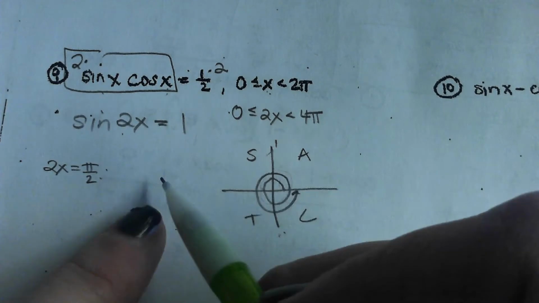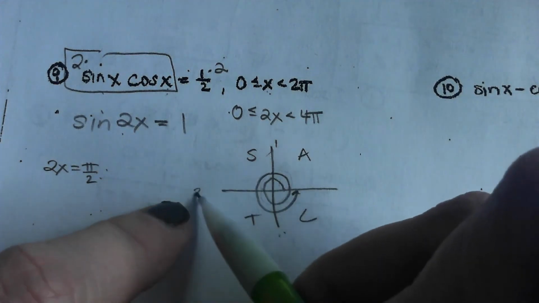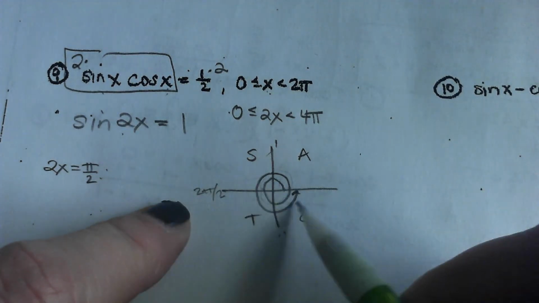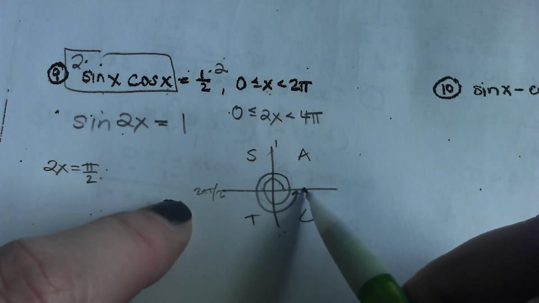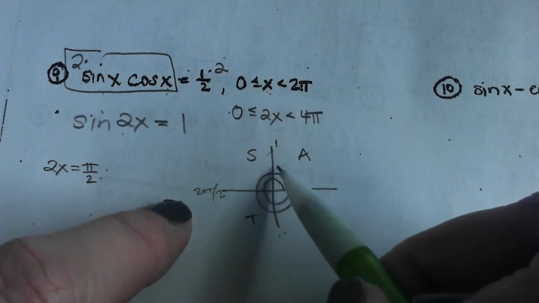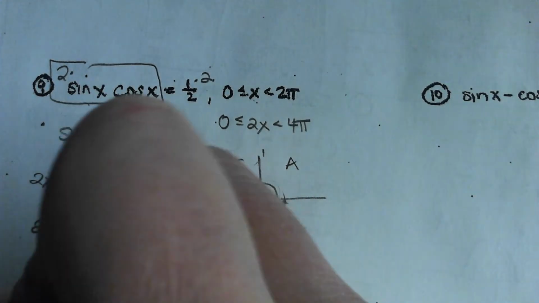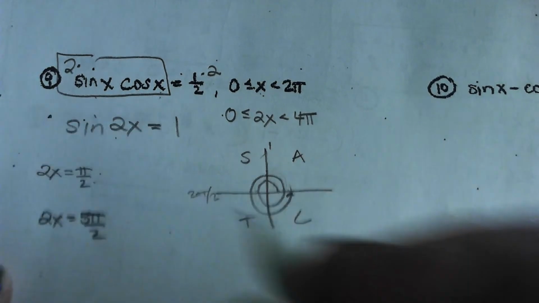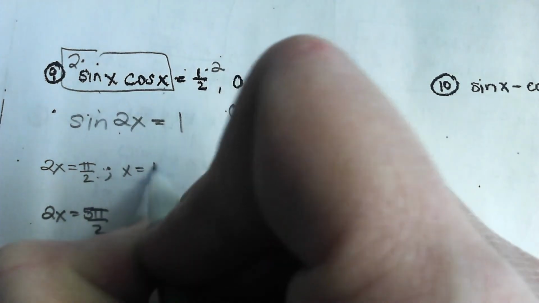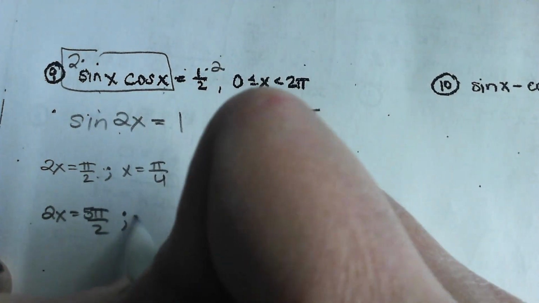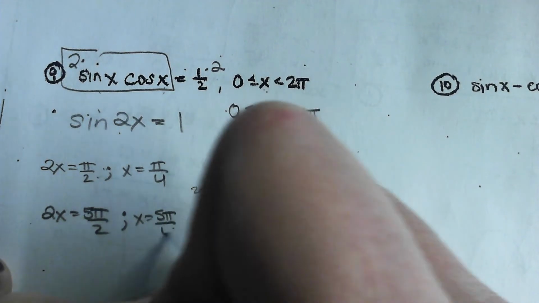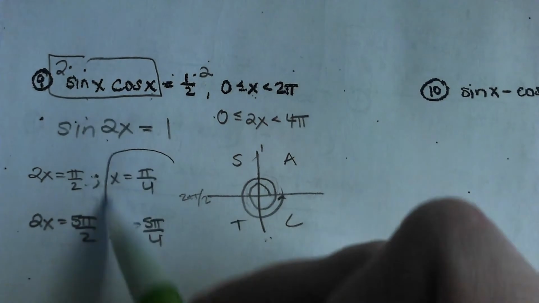Or if our denominator is pi over 2, this is 2 pi over 2. So a full circle is how many pi's over 2? 4 pi over 2, and then one more would be 5 pi over 2. And that's going to do it. Divide both sides by 2, so x will equal pi over 4, or x will equal 5 pi over 4. Those are your 2 answers for x.